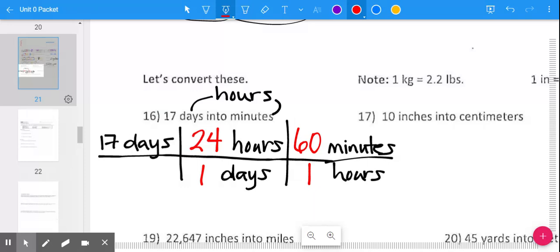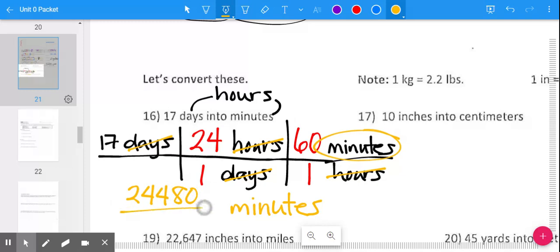equivalence. So when we multiply this out, first let's cross out our units: days up top, days on bottom, hours on top, hours on bottom. We're left with just minutes. So when we multiply straight across the top, we get 24,480. Multiply straight across the bottom, you get 1, which will give us 24,480 minutes.